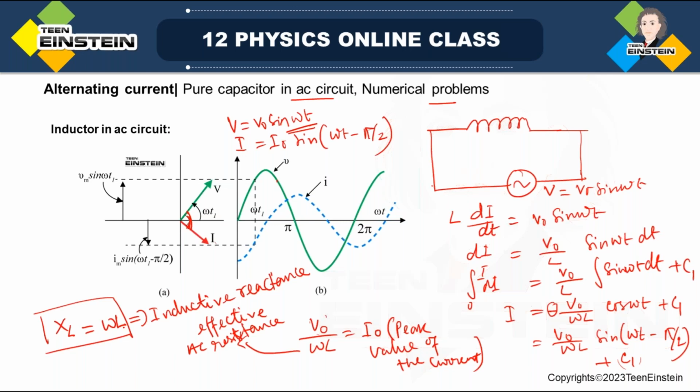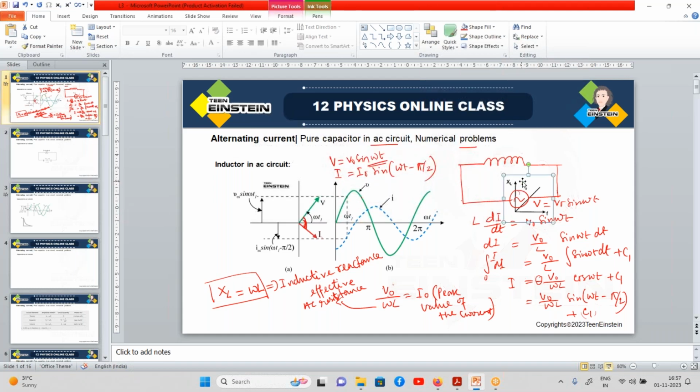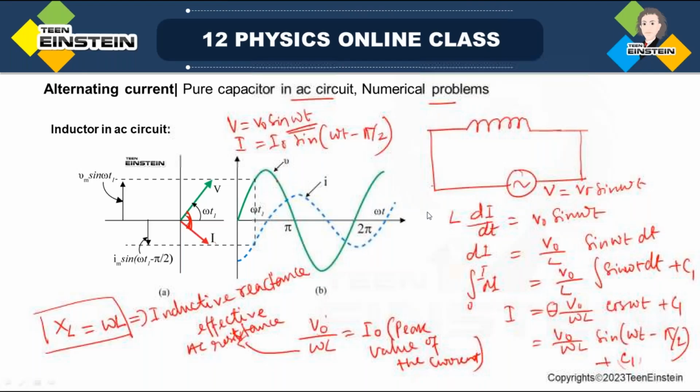And one more point, see this one. Let me just erase this part, otherwise it will be difficult to explain here. Or just a minute, I'll keep this figure in some clean portion. Okay, all right, now we'll see here.